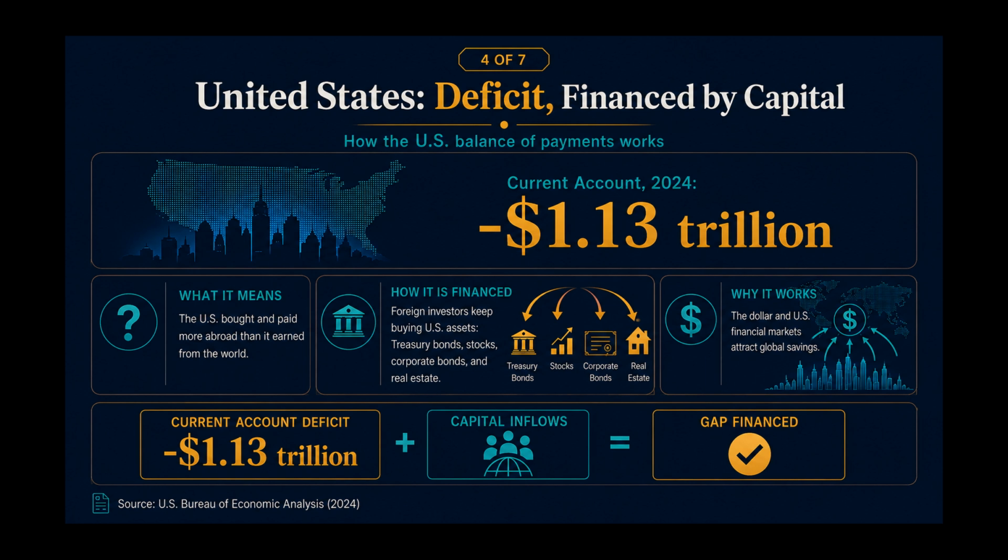The world wants to hold American assets. Foreign investors buy US Treasury bonds, American stocks, corporate bonds, real estate, and other dollar-based financial assets. So money leaves the US through the current account, but money comes back through the financial account. This is why the gap is financed. The deeper reason is the role of the US dollar and the size of the US financial markets. Global investors see US assets as large, liquid, and relatively safe.